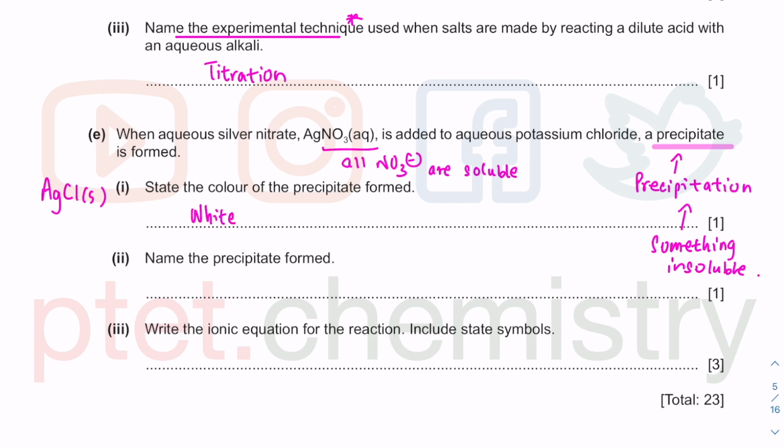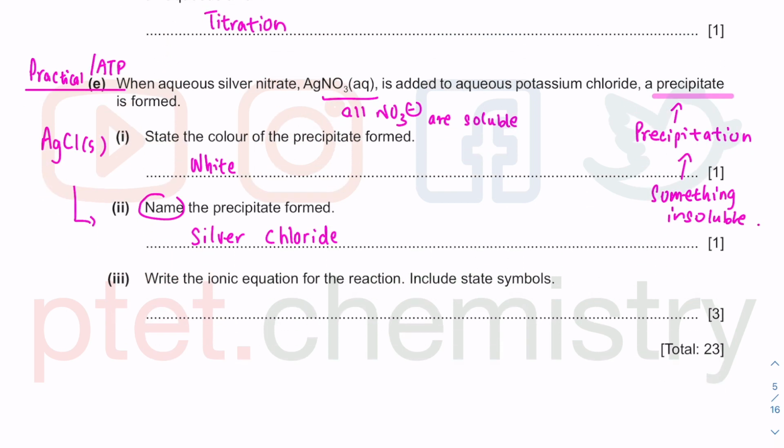This is part of your practical chemistry, or your alternative to practical chemistry, where you need to know the test of chloride, bromide, and iodide. Name the precipitate, name it. So by right it should be silver(I) chloride, but usually silver only forms silver plus 1, so we just call it silver chloride. Last but not least, write the ionic equation. Number 1, include state symbols. Number 2, this is a precipitation reaction.